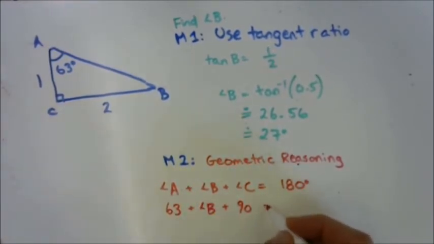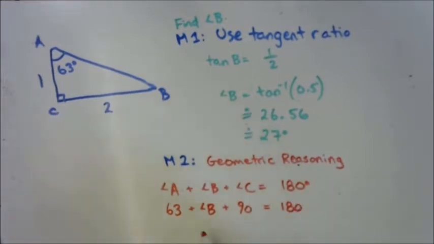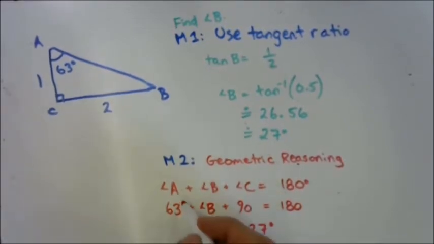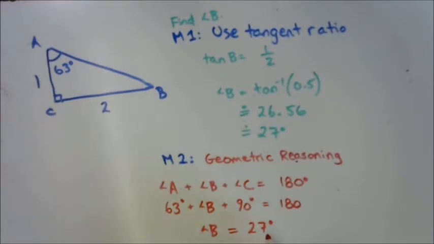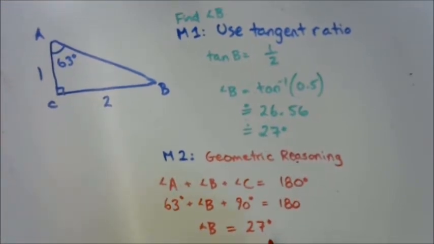And so to find the angle B, we just need to subtract those from both sides. 180 minus 90 is 90. 90 minus 63 is 27 degrees. And always remember your little circle when you're working with degrees.